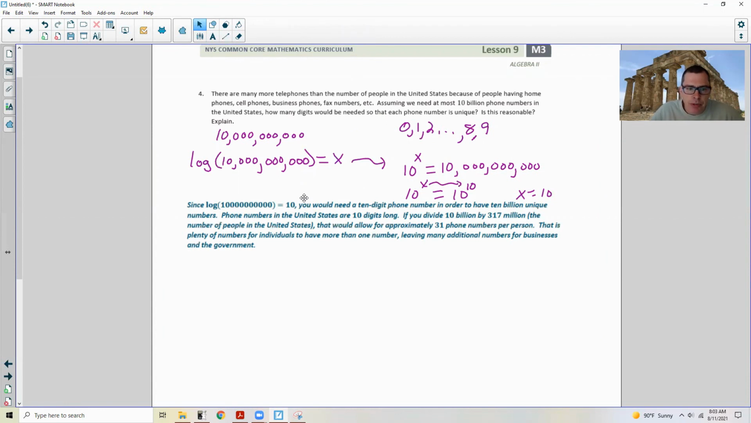Phone numbers in the United States are 10 digits long. If you divide 10 billion by 317 million, the number of people in the United States, that would allow for approximately 31 phone numbers per person. That is plenty of numbers for individuals to have more than one number, leaving many additional numbers for businesses and governments. But there's so many people on the planet.